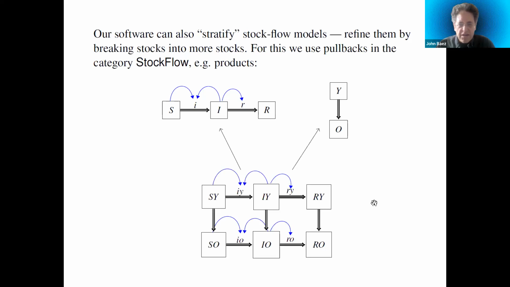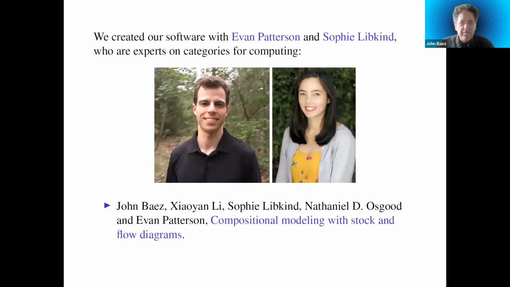And then if you take the product of these, you get a StockFlow diagram, which has the susceptible, infected, and resistant people stratified, in the language of modelers, into young and old. So you can have more flexibility for modeling and keep track of things in a more fine-grained way.